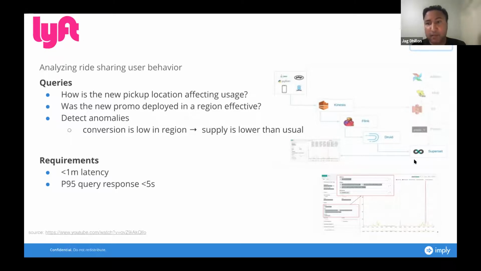And then Druid is used to power their front end, where they can see whether the new pickup location is affecting usage, right? Was the new promo deployed in a region effective? It detects anomalies, such as if conversion is low in a region or supply is lower than usual. That's an example of how Druid is powering Lyft for their ride sharing use case.